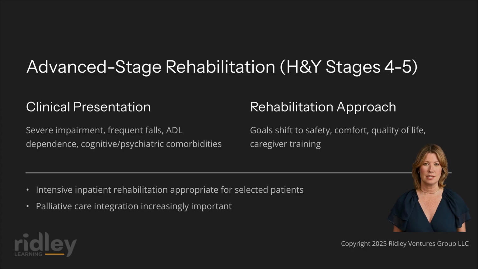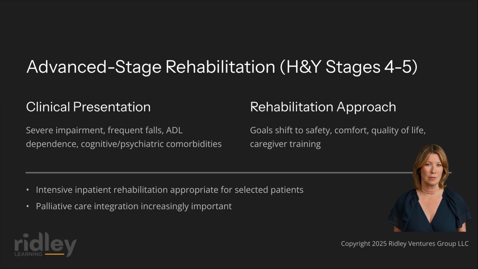Advanced stage Parkinson's disease, corresponding to Hoehn and Yahr stages 4 and 5, presents the most significant rehabilitation challenges due to severe motor impairment, frequent falls, substantial activities of daily living dependence, and common comorbidities including cognitive impairment and psychiatric symptoms. Rehabilitation goals shift toward maximizing safety, comfort, and quality of life, with an emphasis on caregiver training, environmental modifications, and skilled maintenance therapy to prevent further decline.